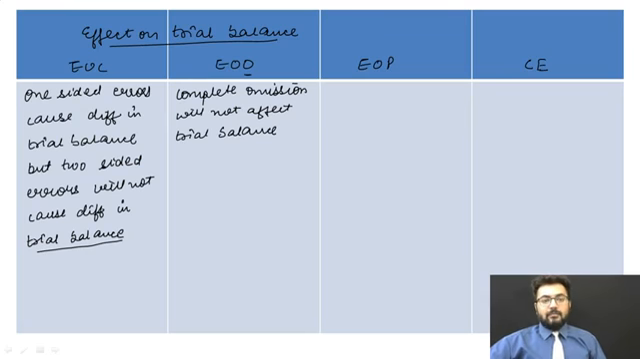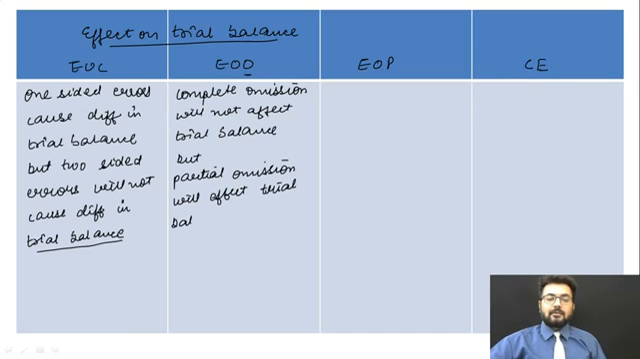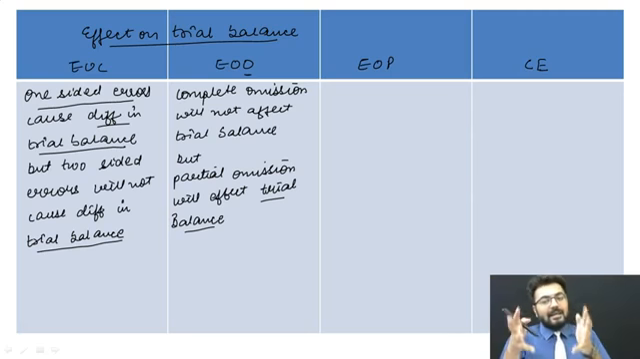But partial omission is going to affect it. Partial omission will affect trial balance. So one-sided errors are definitely going to make a difference in trial balance, and just like that, partial omissions are also going to make a difference in the trial balance. But when it comes to complete omission, where the total entry, the total transaction, went missing, in that particular case it is not going to affect the trial balance.